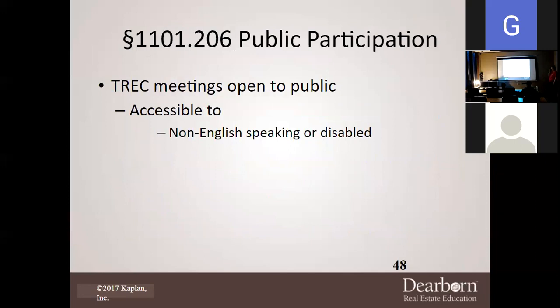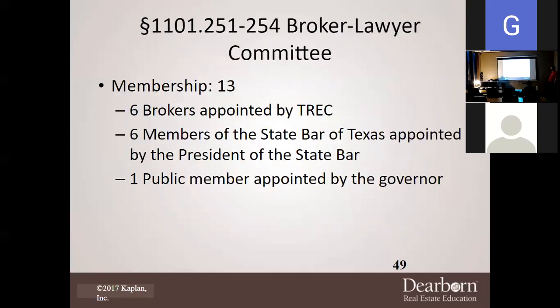Now, with public participation, TREC does allow certain meetings to be open to the public, and they are accessible to non-English speaking or disabled individuals. So you can go in and sit in a meeting if you want to. And sometimes they actually put it on Facebook. You can literally sit there and watch it on Facebook.